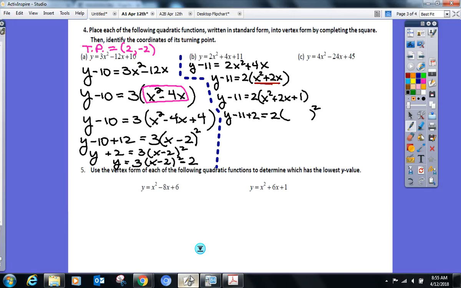What do you got for me here? X plus 1 all squared. Yep. And then we are looking like vertex form very quickly here. Clean up the left side. Y minus 9.